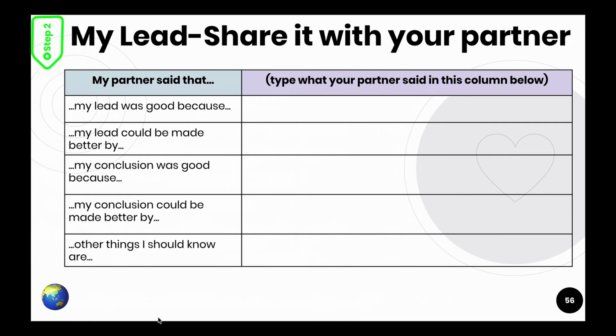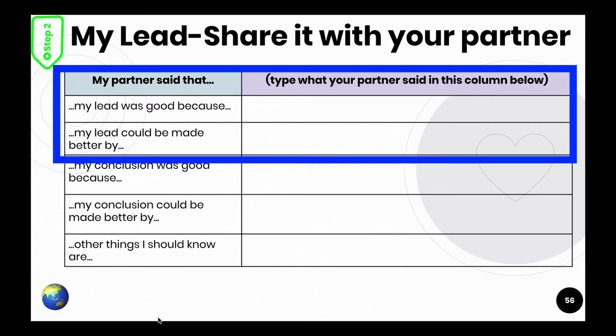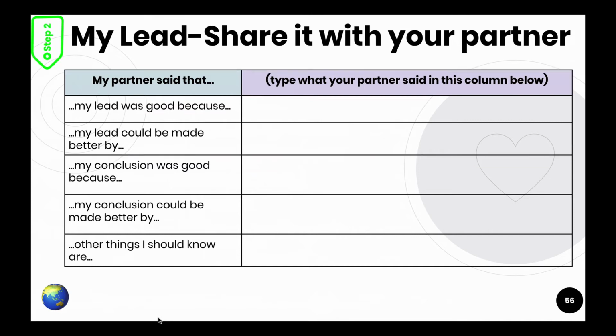On your study guide, you will notice that you have this box. You're going to spend some time with your partner, and you're going to do the first 2 parts. The lead was good because, and the lead could be made better by, and just type in what your partner said. So go do some work with your partner. You can stop the video and go do that now.